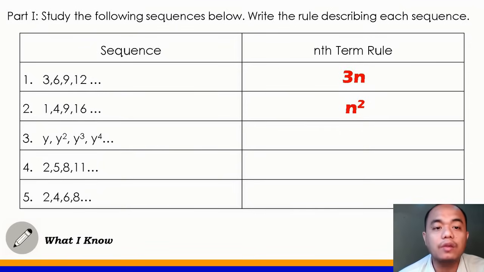Next, number 3. y, y squared, y cubed, and y to the exponent 4. So what do you think is the nth term rule? Yes, y to the exponent n. Next, number 4. 2, 5, 8, 11. The nth term rule is 3n minus 1.